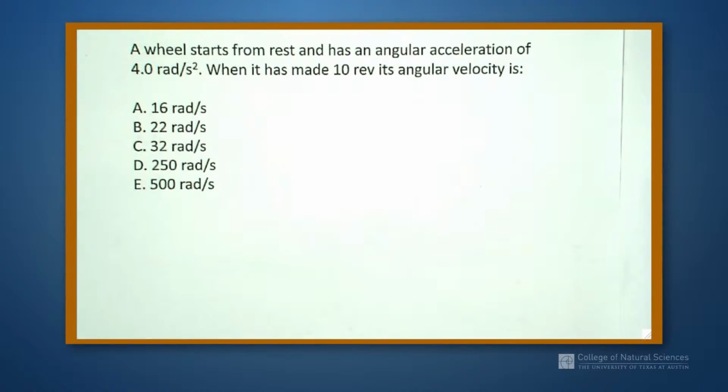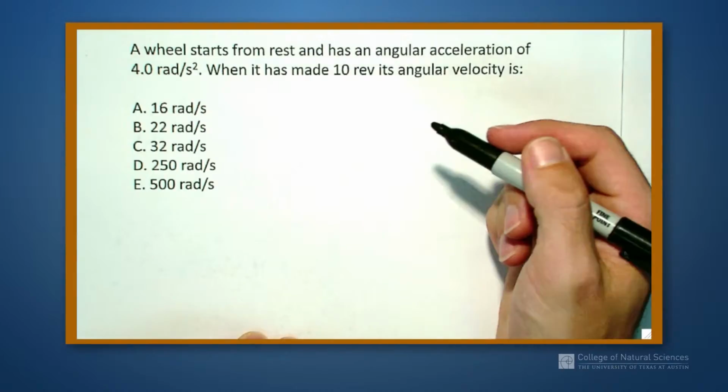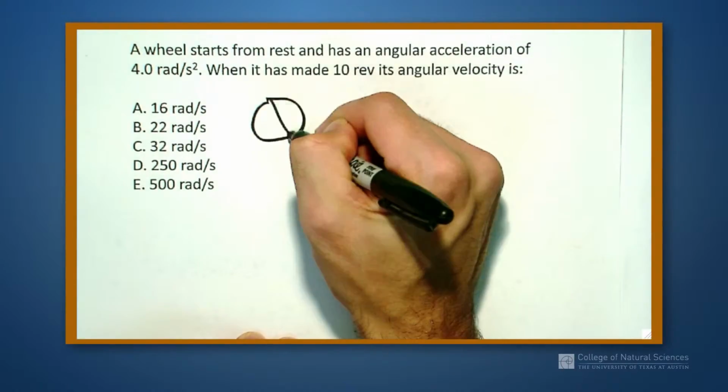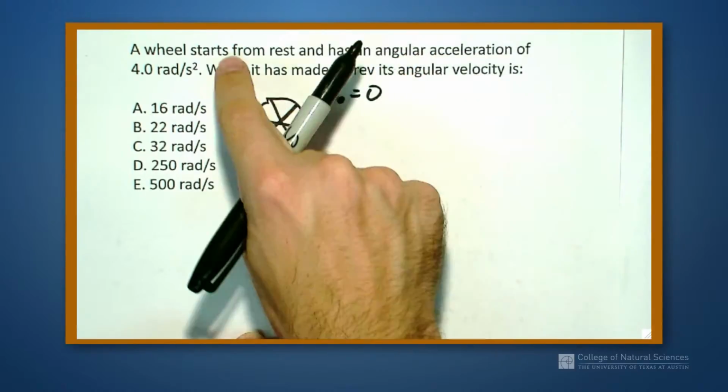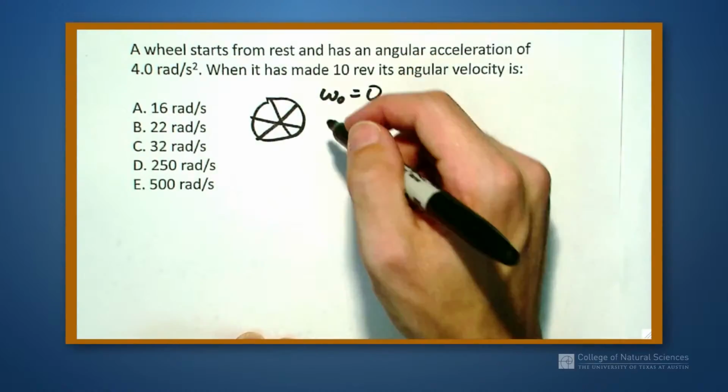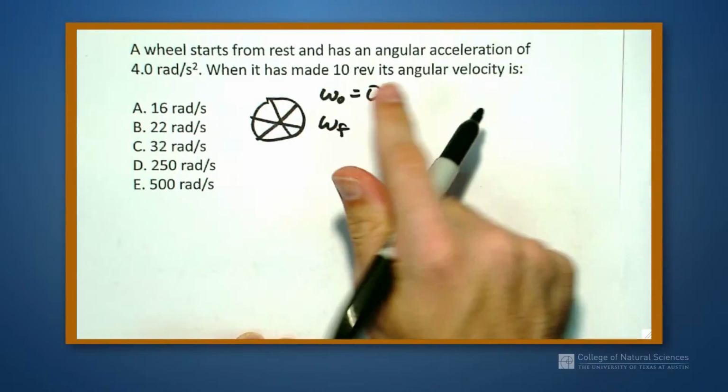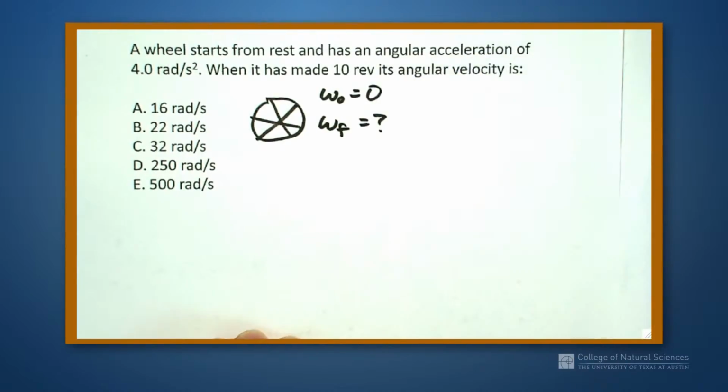So this question says that we have a wheel that starts from rest and has an angular acceleration of 4 radians per second squared. When it's made 10 revolutions, its angular velocity is what? Okay, so what do I have? I have a wheel that starts with omega naught equaling 0. It starts from rest. We want to know what its final omega is at the end.